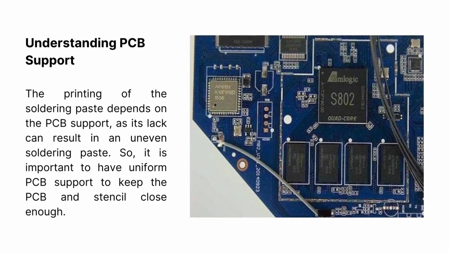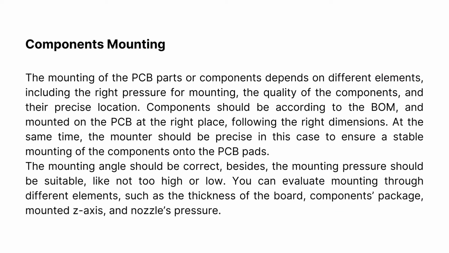Understanding PCB support. The printing of the soldering paste depends on the PCB support, as its lack can result in an uneven soldering paste. So, it is important to have uniform PCB support to keep the PCB and stencil close enough. Components mounting. The mounting of the PCB parts or components depends on different elements, including the right pressure for mounting, the quality of the components, and their precise location.